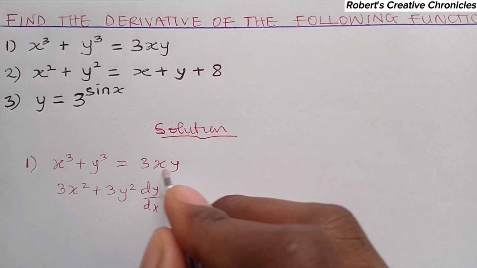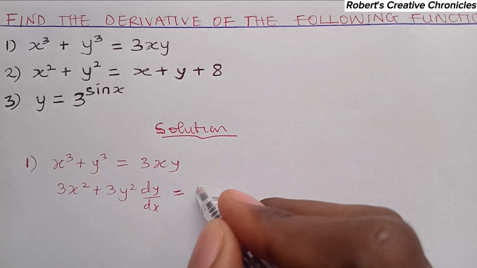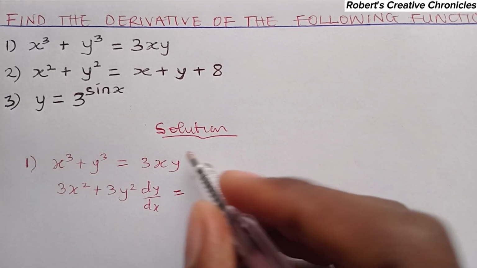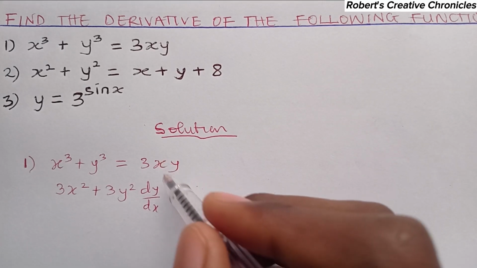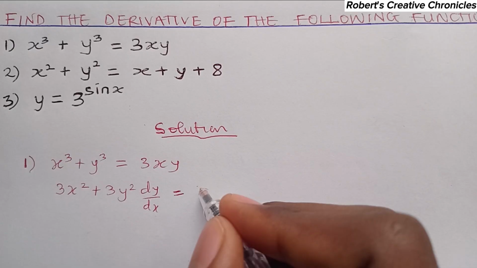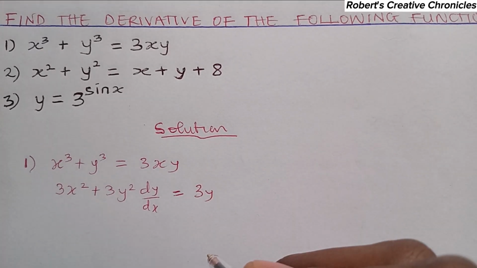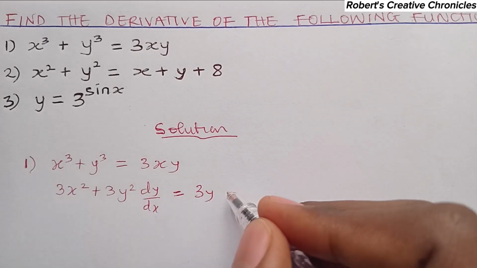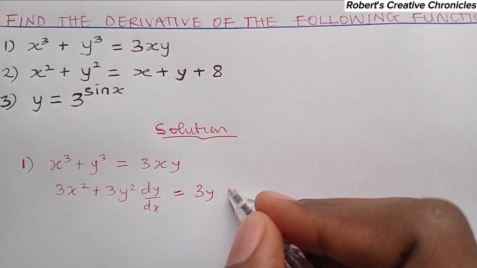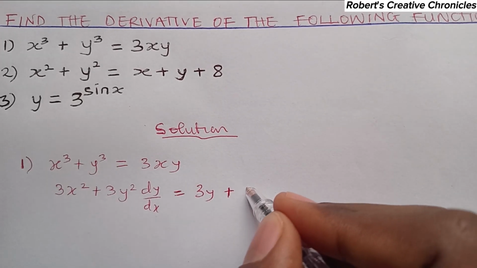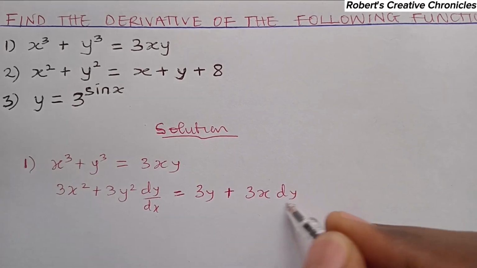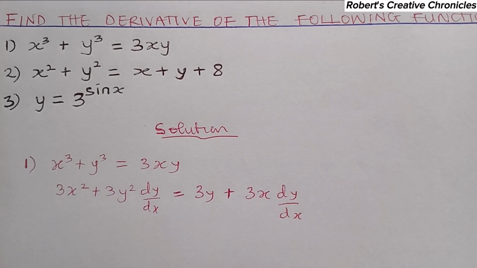So this becomes, we're going to use product rule here. If you differentiate x first, you get 3y. Then if you differentiate y, you get 3x dy over dx.